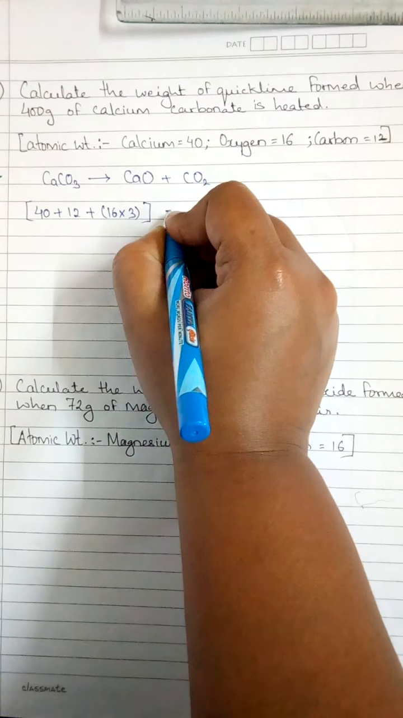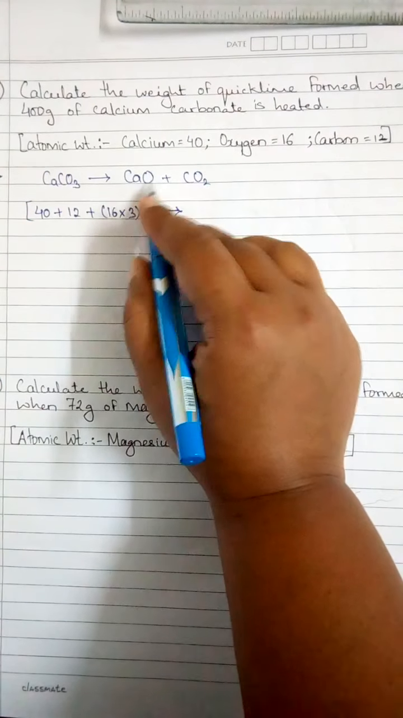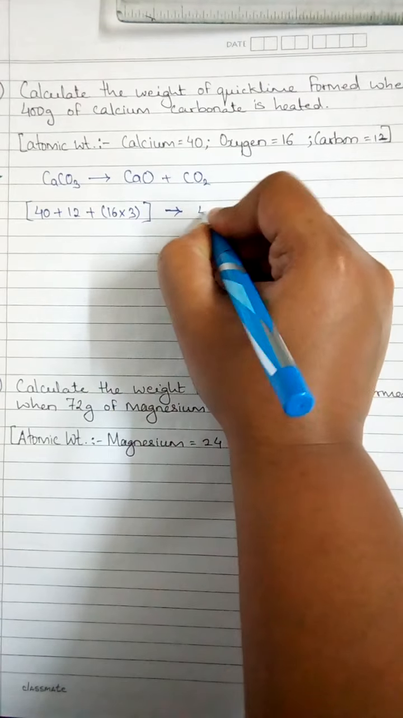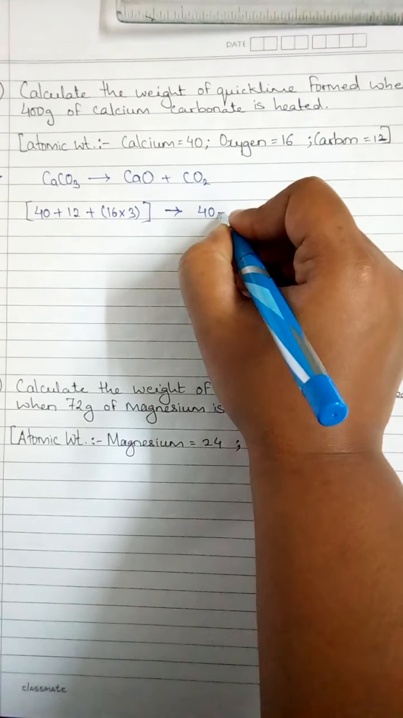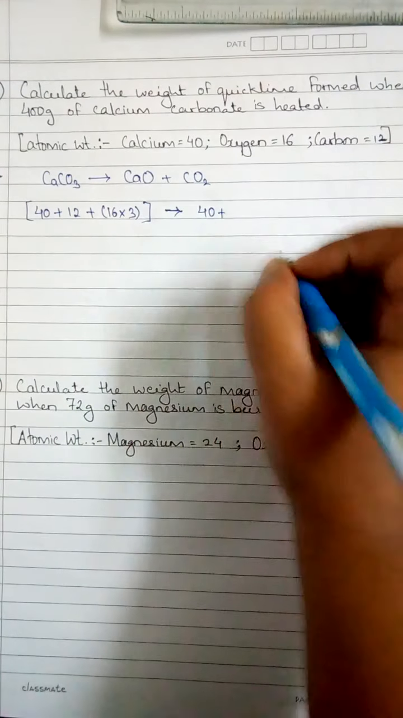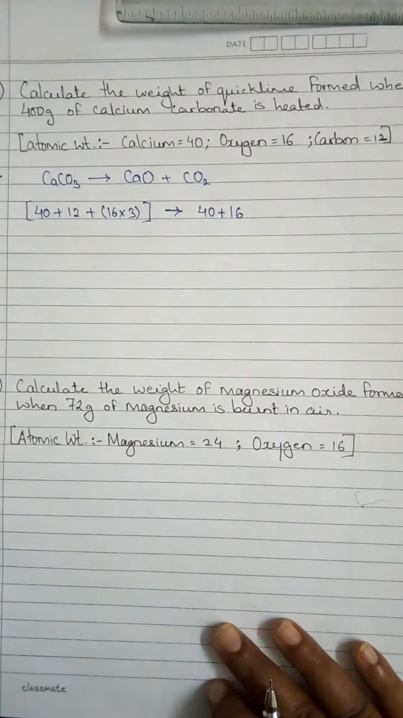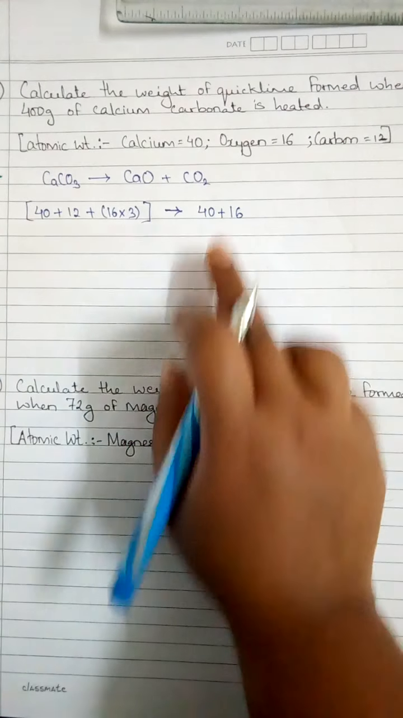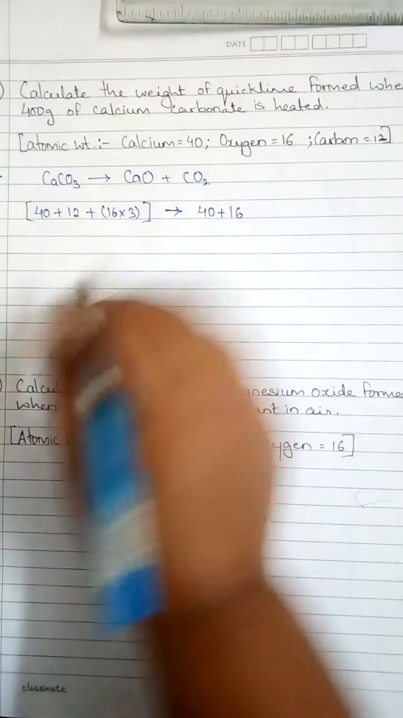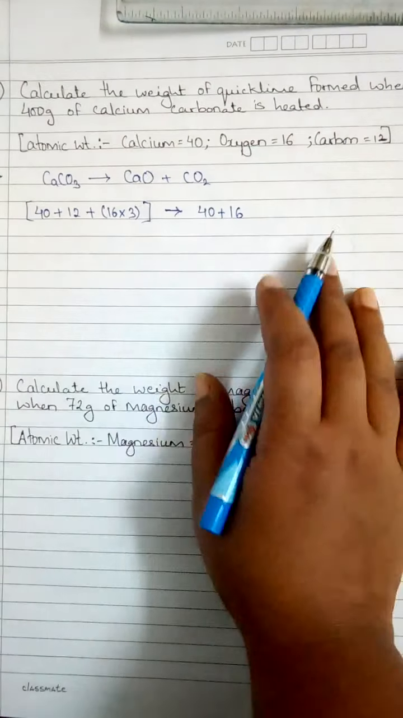It will be producing this much amount. Okay, so it will be CaO, how much will it be? Ca is 40 again, plus O, that is oxygen, it is 16. Okay, so we are only finding the quicklime, so we'll leave the CO2. We are not finding the CO2 right now. The CO2 will be the remaining part, so we'll not find it.